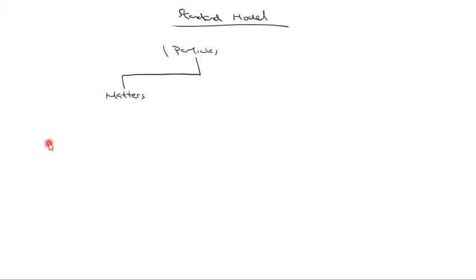But in general, your particles, you can split into what are called matter particles, and what are called force-carrying particles.